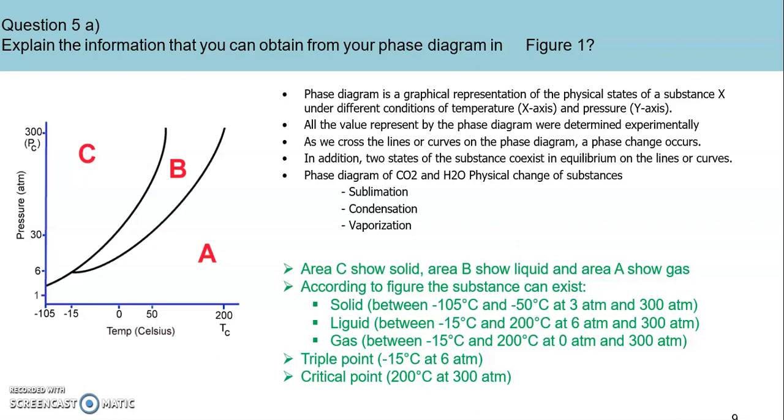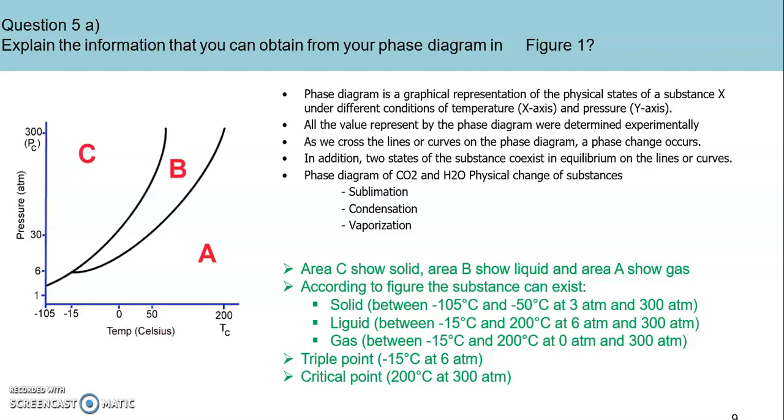So first, question 5A asks us to explain the equation or try to extract the equation that we can get from our phase diagram of phase S. As you know, a phase diagram is a graphical representation that is determined experimentally to determine the physical state of substance S under different conditions of temperature and also pressure. Our temperature will be at the x-axis and our pressure will be at the y-axis.